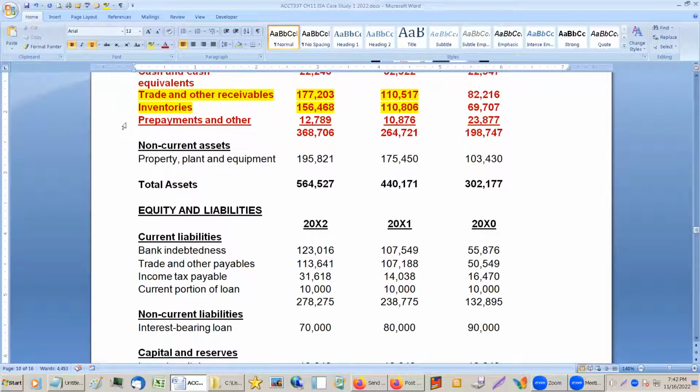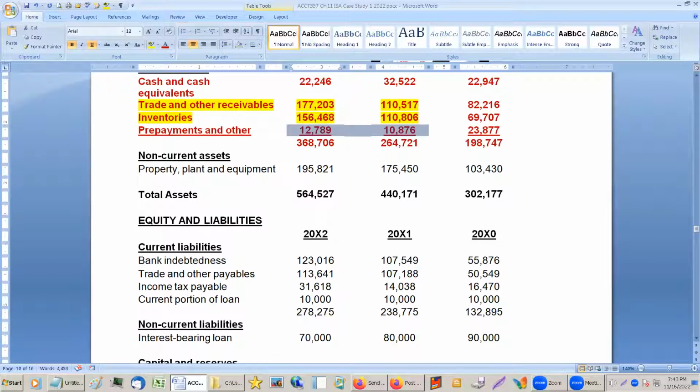And certainly there are these prepayments from customers. It is very strange that 3 years ago they collected basically twice as much as they did in the last 2 years. So the prepayments is also.